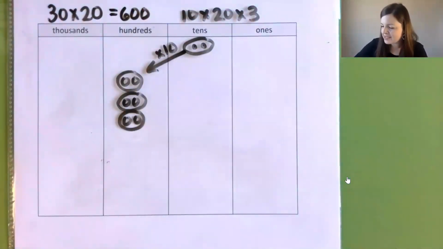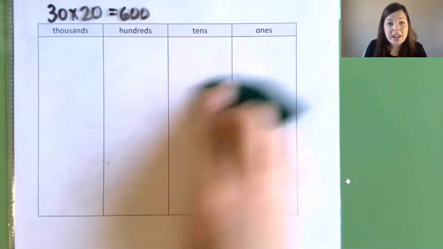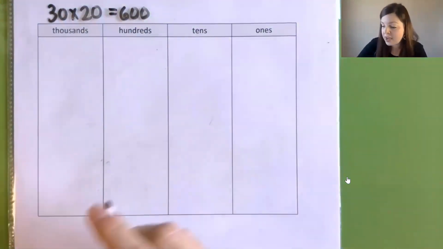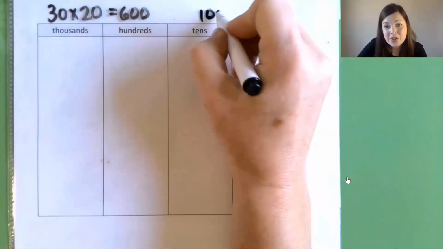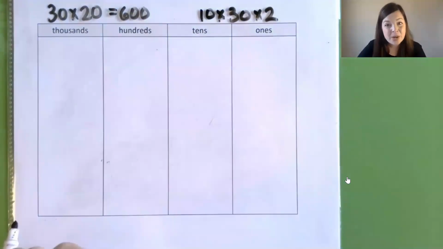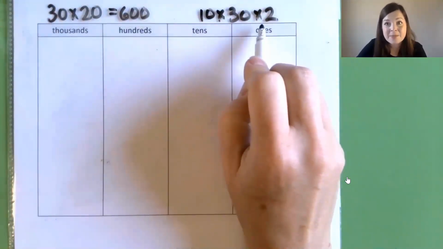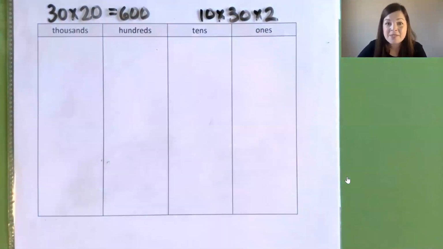Now let's erase. And let's try another way. Let's try 10 times 30 times 2. We can interpret this expression as 10 groups of 30 times 2. Pause the video and represent this expression in your place value chart. Then come back and we'll compare.